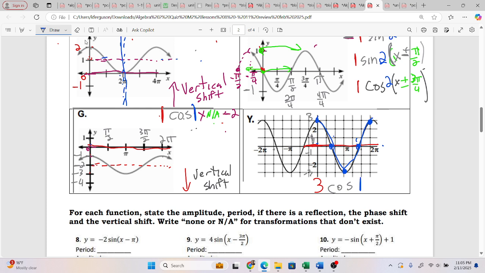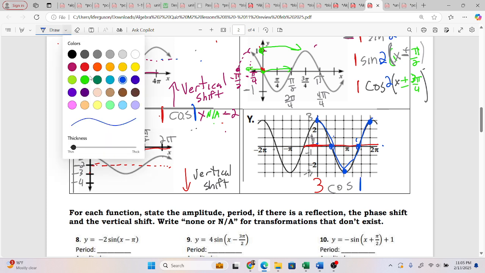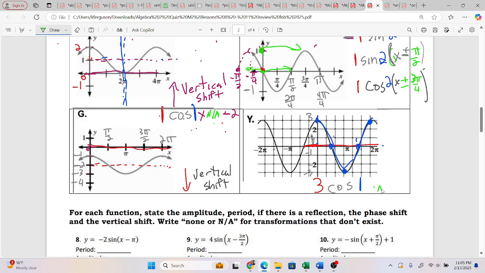Now, if we think about phase shift, the graph is starting on the y-axis, and it's starting at the high point, which is where it's supposed to start if it's a cosine graph. That means it didn't move left or right, so it doesn't have a phase shift.